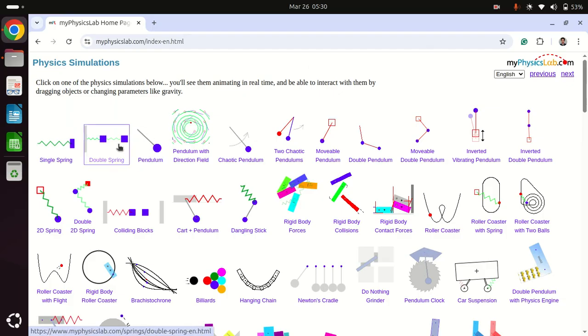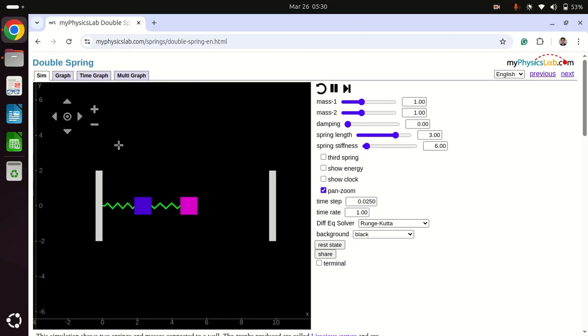If I go to this myphysicslab.com, we will see another simulations which are related to spring mass. You can see here double spring. Let's go with double spring. Just now we have seen the single spring. Okay, now you can see here there are two masses and they are attached with the two springs, and these two are boundaries we can say. And let me stop this simulation and let me increase one mass, and then let's start.